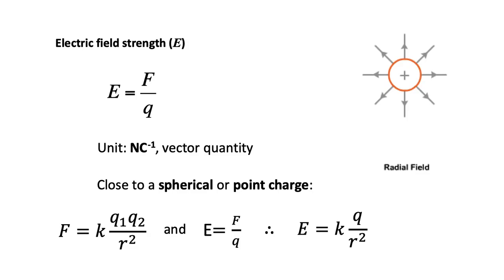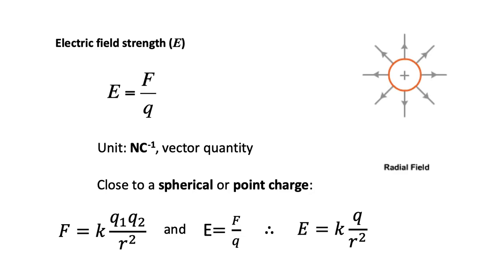So electric field strength is F divided by Q, the force per unit charge. Rearranging that, obviously, F equals EQ. The force will be the electric field strength multiplied by the charge on your object. The units of electric field strength are newtons per coulomb, and it is a vector quantity.